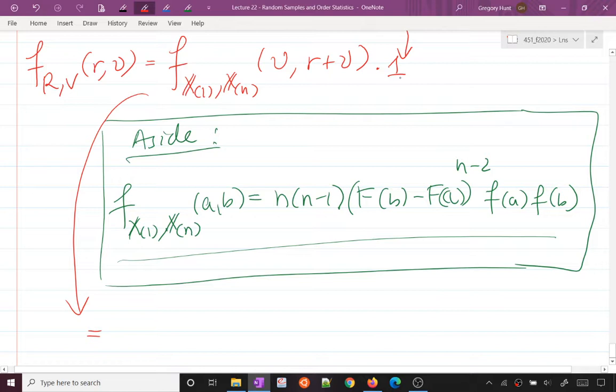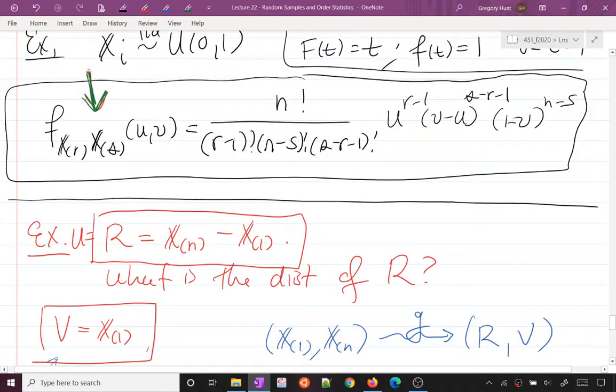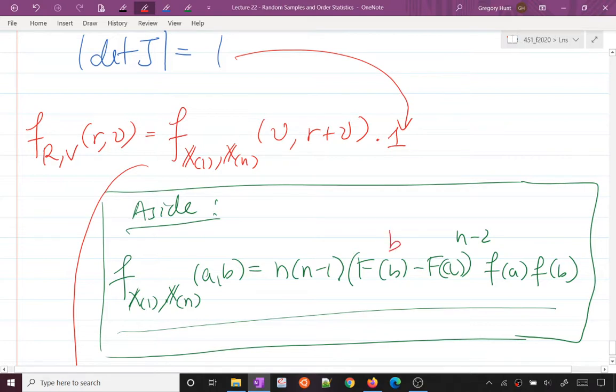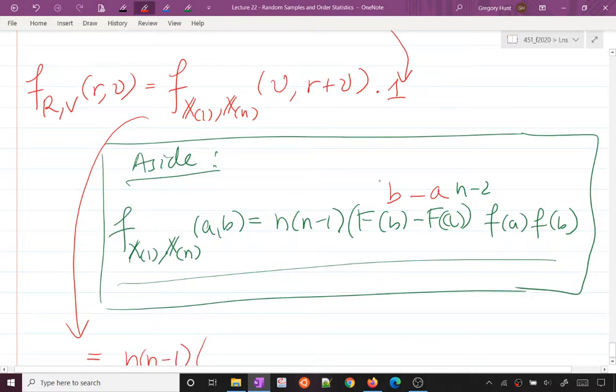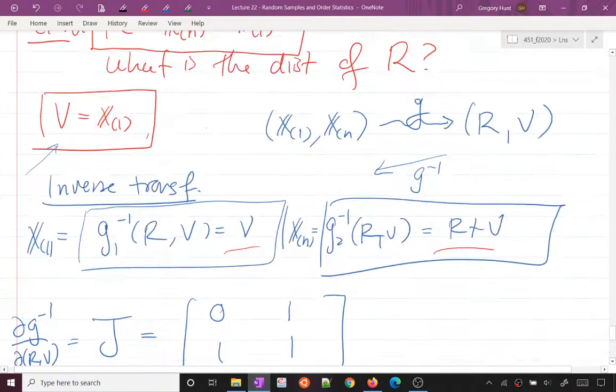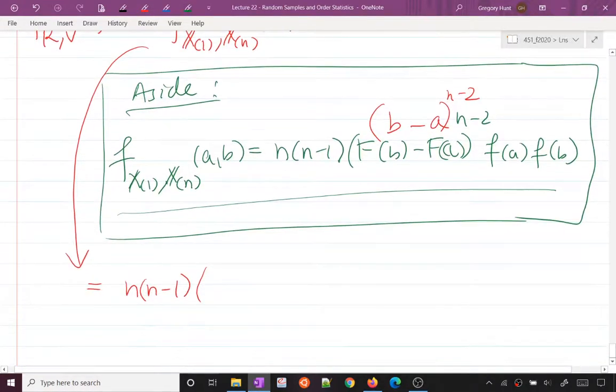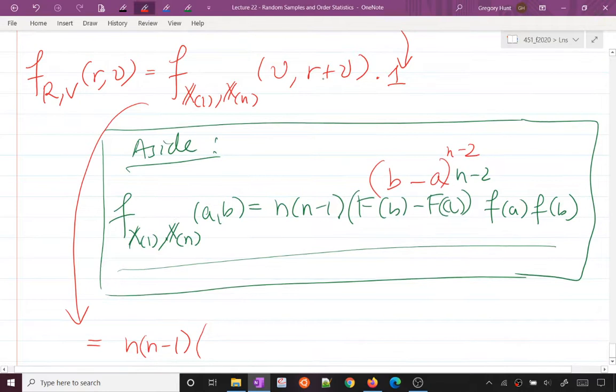Now I'm plugging into this thing v and r plus b, so it's n times n minus 1. And in the case of uniform, we said that F of b is b and F of a is a, so this is just b minus a to the n minus 2. Here we'd use the letters v and u. We don't want to reuse those.